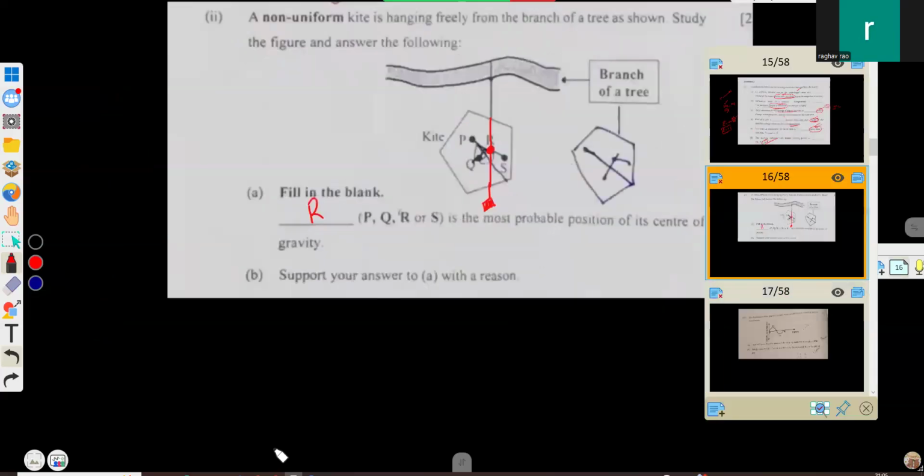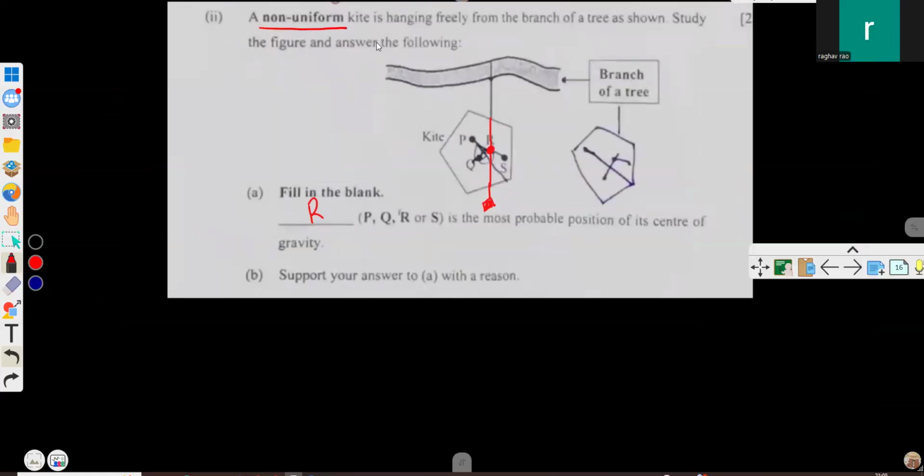Next, we are going to see this question. In this question, the kite is a non-uniform body. We will always be tempted to put Q, because it is present in the middle, but you have to understand this question. It's a non-uniform body. It was hung from a thread. We have to see which point of the kite is coinciding with this thread. The point that is coinciding with the thread is R. So only R is the center of mass, or center of gravity, for this kite.